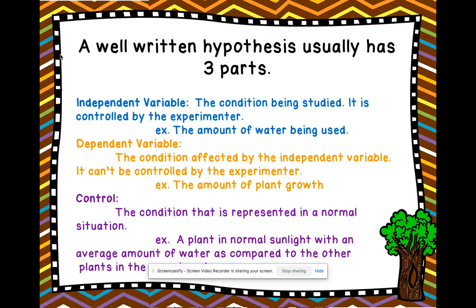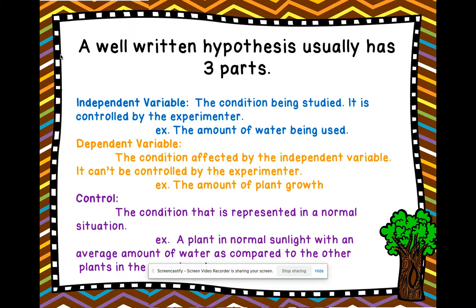In a hypothesis, you also have a dependent variable. That's the condition affected. Example, the amount of plant growth. That is what you are changing. So in our penny drop experiment, what did we change? We changed from heads to tails. That's what we were trying to test. Is the heads side going to have more water or is the tails side? So we call that a dependent variable, what you're changing.